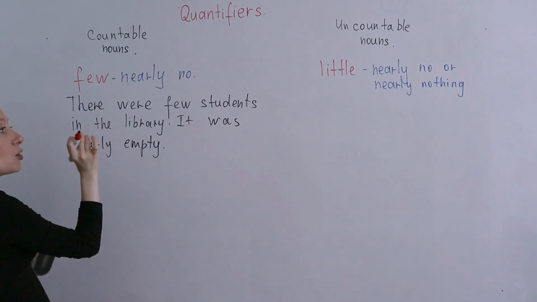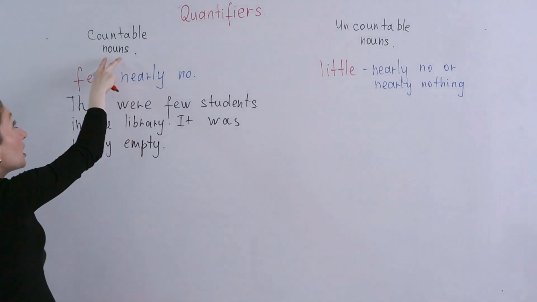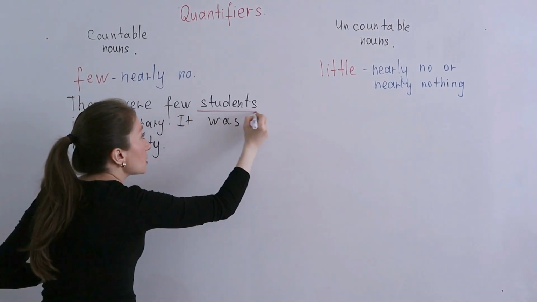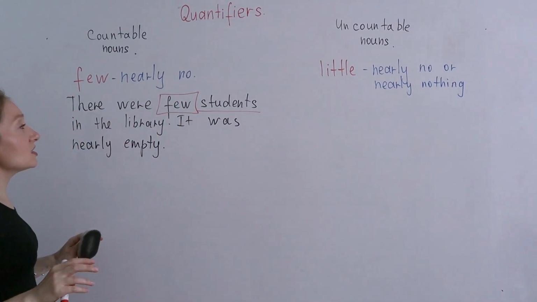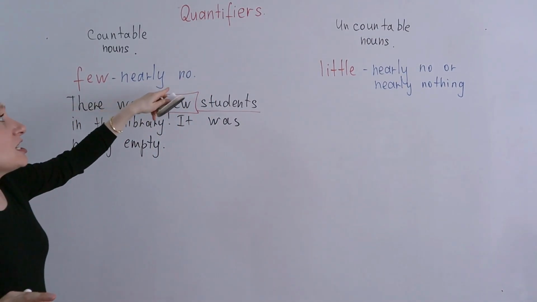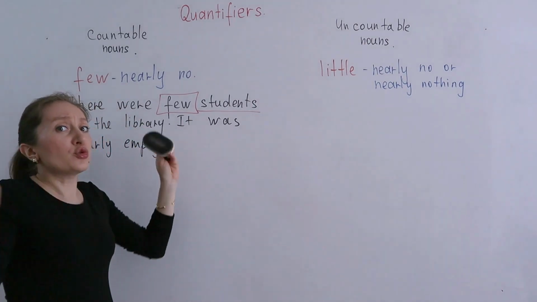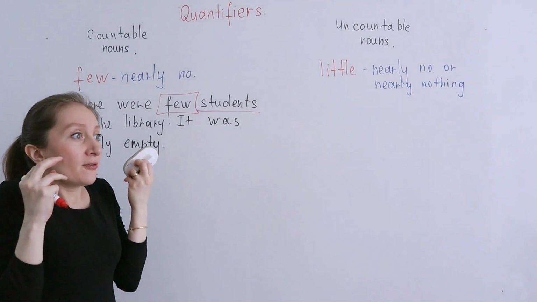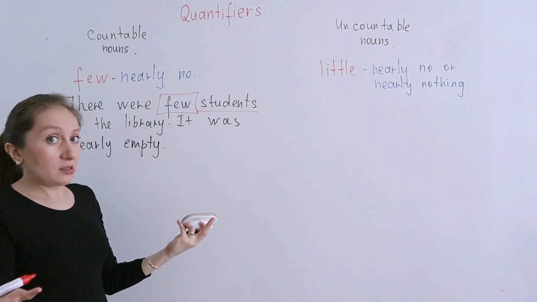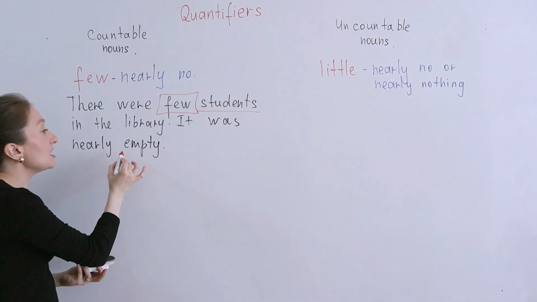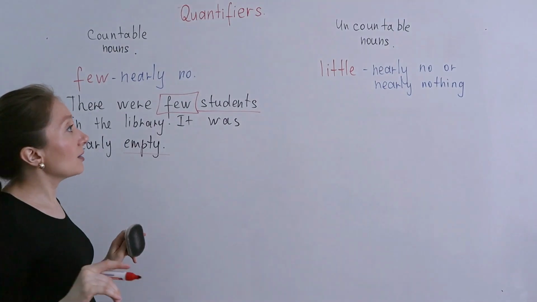So it means few students. Students, we count them, right? One student, two students, three students. With countable nouns, which is students, we use few. It means there were nearly no students. Maybe one, almost no. So that was very surprising in the library. Few students, right? It was nearly empty. Not so many students, right?